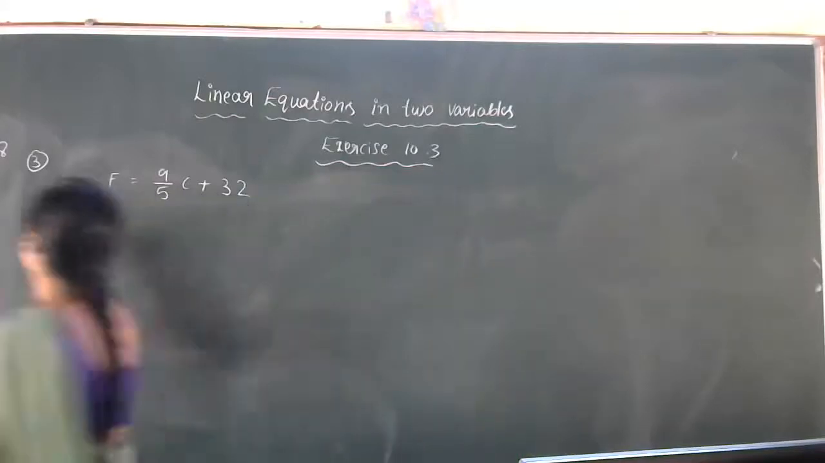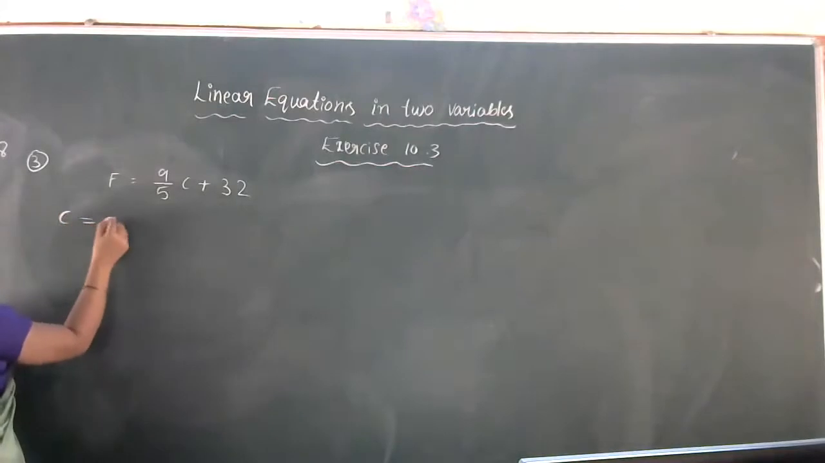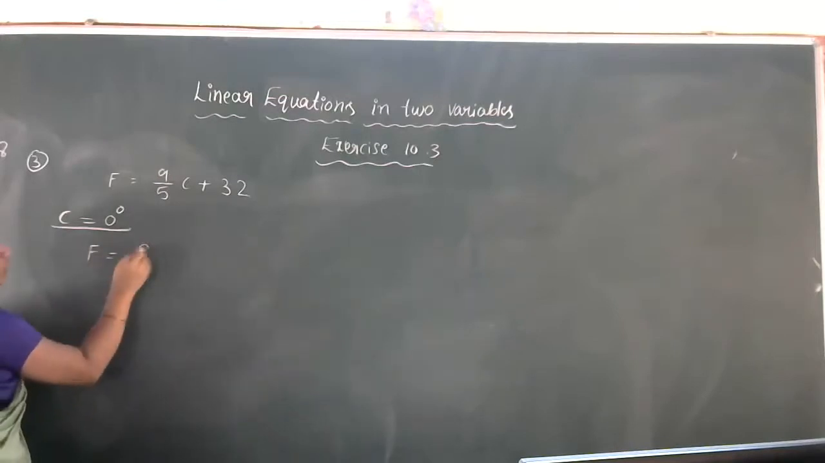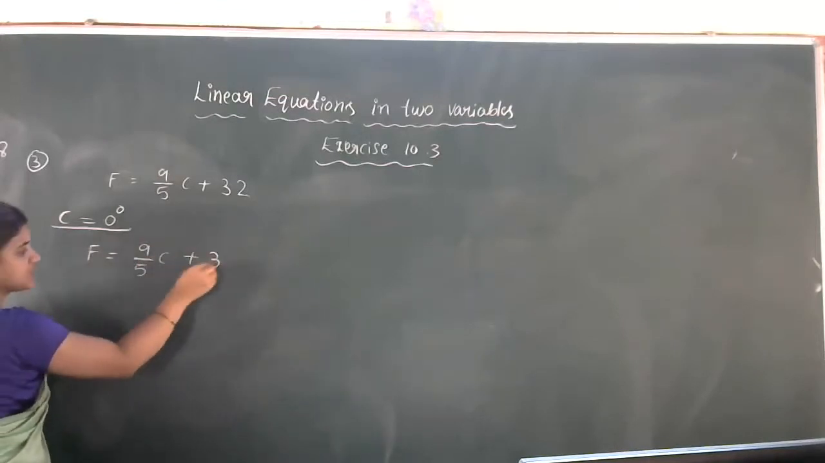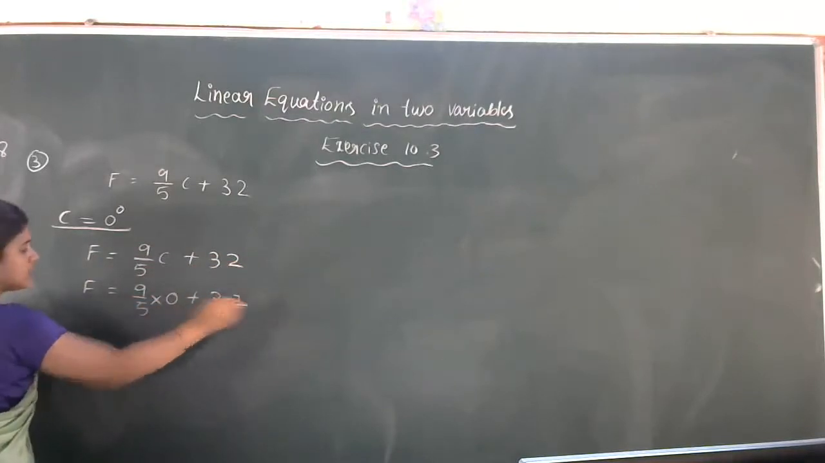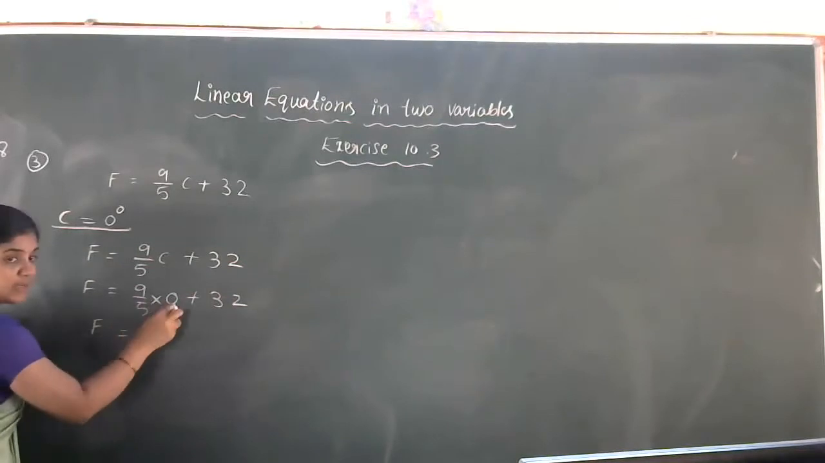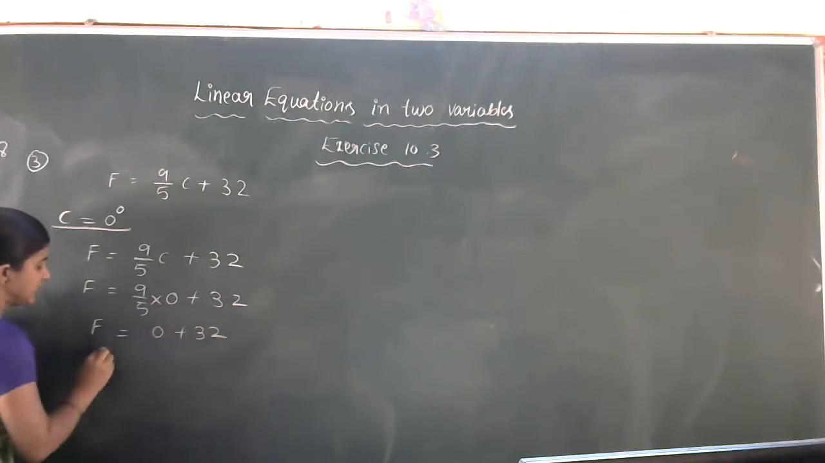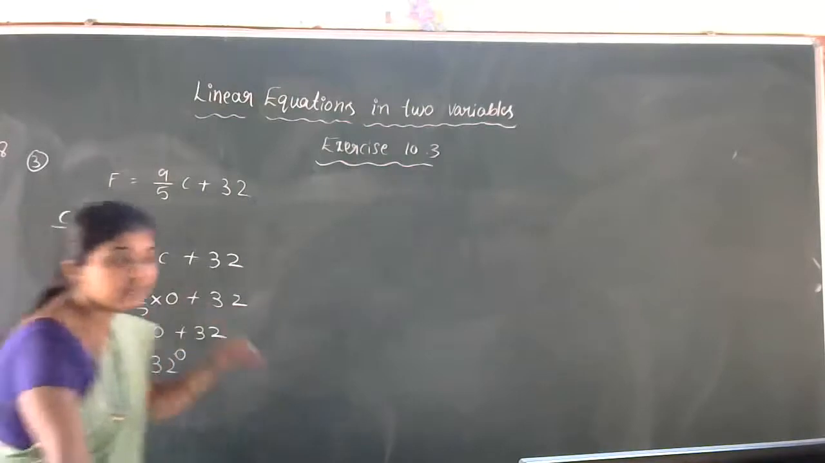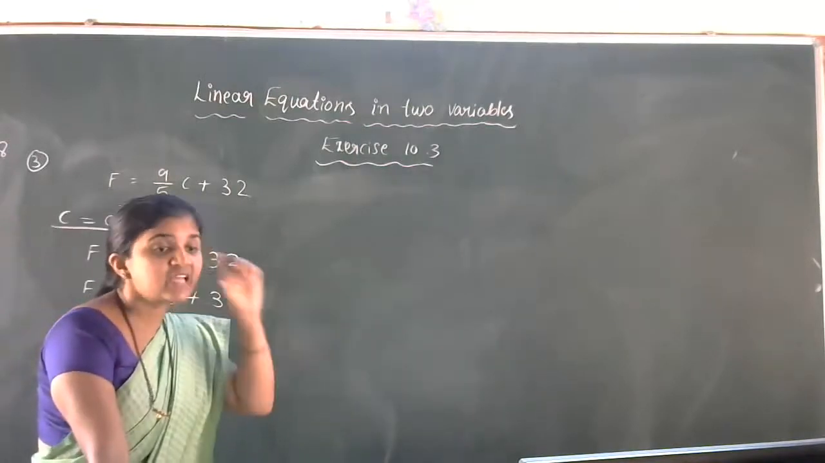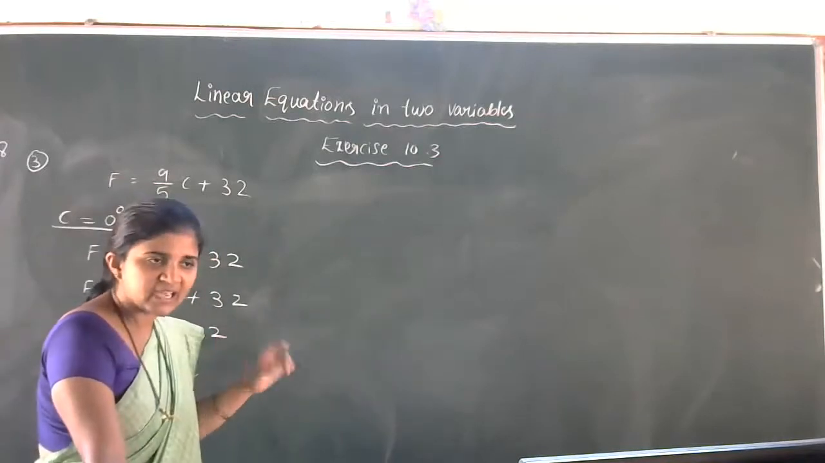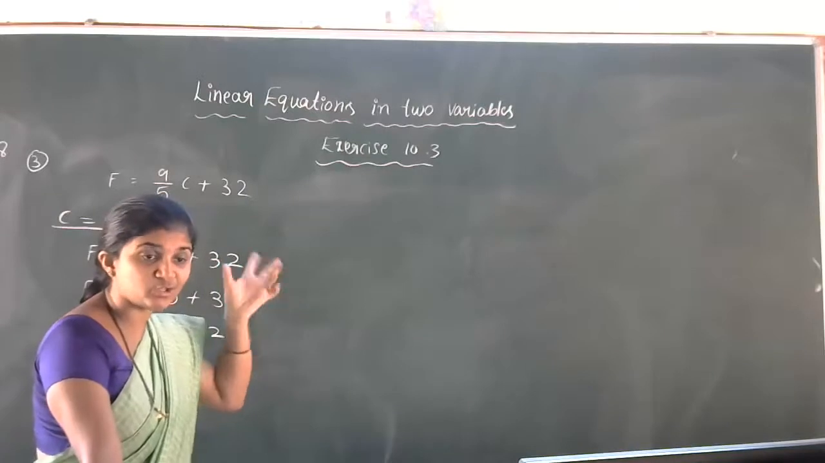Now the Celsius scale is 0 degree. Then what is the value in Fahrenheit? F is equal to 9 by 5 Celsius plus 32. So F is equal to 9 by 5 into 0 plus 32. 9 by 5 into 0 is 0 only, so F is equal to 32 degree Fahrenheit. So 0 degree Celsius is equal to 32 degree Fahrenheit.